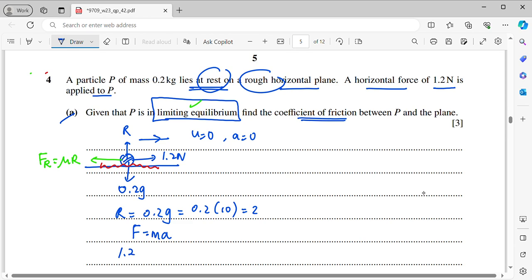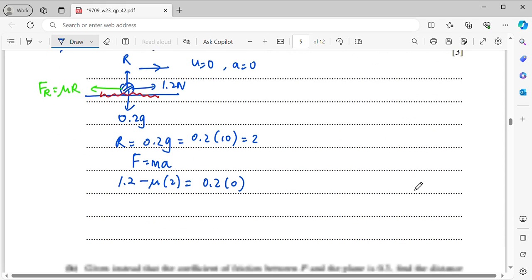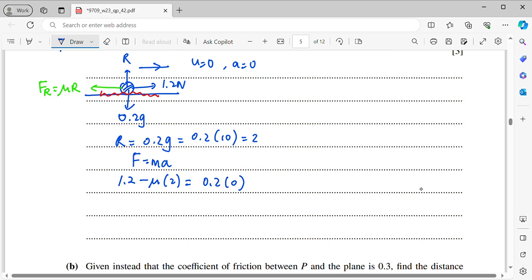So it will be 1.2 minus Fr. Fr is mu R, and R is 2, so it equals 0.2 times 0, because ma is 0. Then you get 1.2 minus 2 mu equals 0. So 2 mu is 1.2. Therefore mu is 1.2 divided by 2, which is 0.6. So that is done for mu, the coefficient of friction.